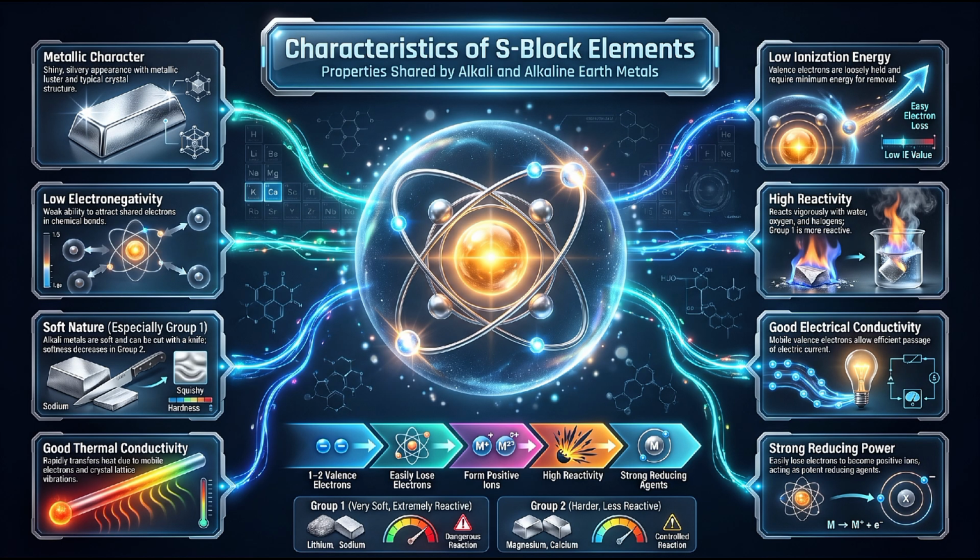S-block elements are also known for their strong reducing power. A reducing agent is a substance that donates electrons to another substance during a chemical reaction. Since S-block elements lose electrons very easily, they readily donate these electrons to other atoms or ions. When an S-block metal loses electrons, it becomes oxidized, while the other substance gains those electrons and becomes reduced. For example, sodium changes from Na to Na+ by losing one electron, while magnesium changes from Mg to Mg2+ by losing two electrons. Because they readily donate electrons, S-block elements are considered powerful reducing agents.